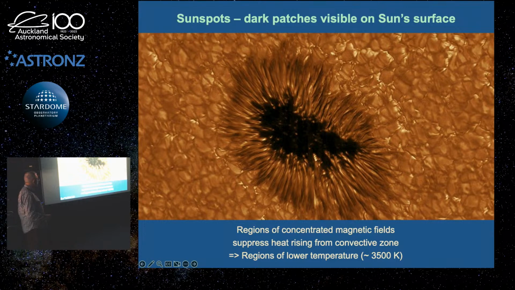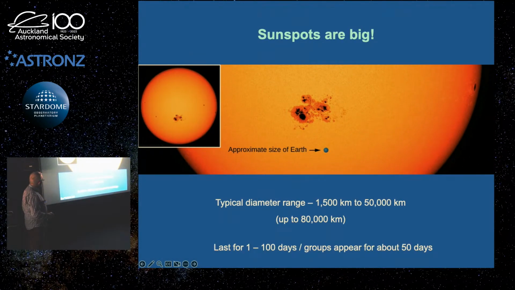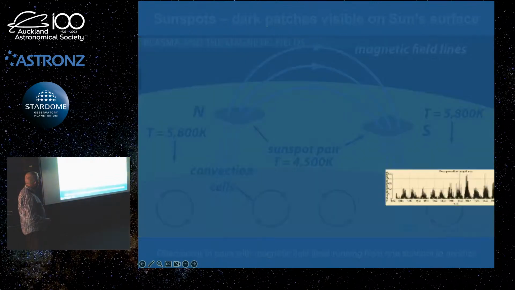They're regions of concentrated magnetic fields that are coming up because of the tension and rising through the convective zone and arching over the photosphere. There's the size of the Earth in comparison, so that's how big you're talking. Some of these large sunspots, individual ones, pairs and groups of them, last anywhere between 1 and 100 days. The groups can appear together for up to about 50 days. And we've looked at that one there.